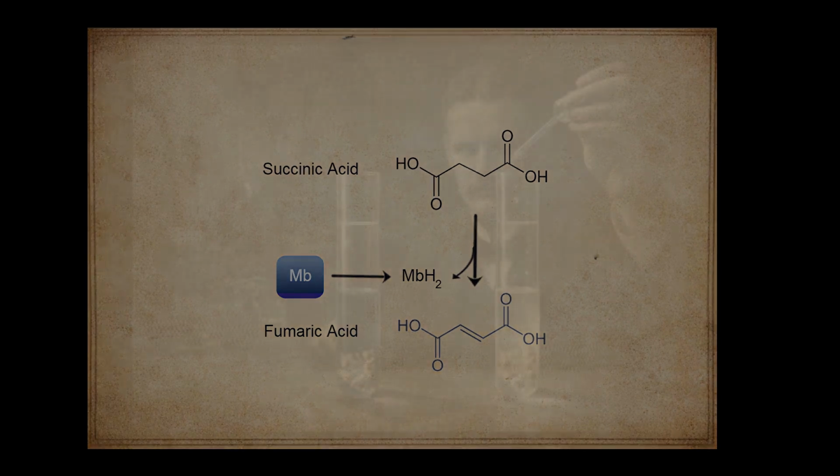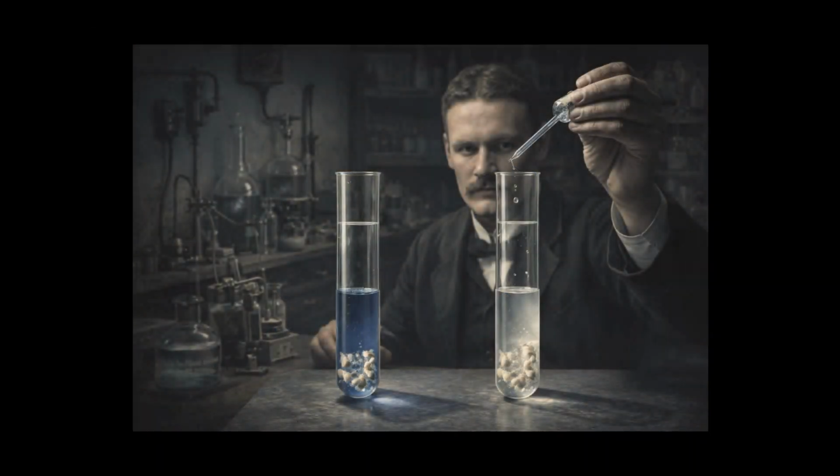So Thunberg filled 2 tubes with methylene blue and added muscle extracts to each of them, and then he added succinic acid to one of the tubes. He found that only the tube with succinic acid became colorless, which indicated that it had lost at least one hydrogen in the process of being converted to fumaric acid.